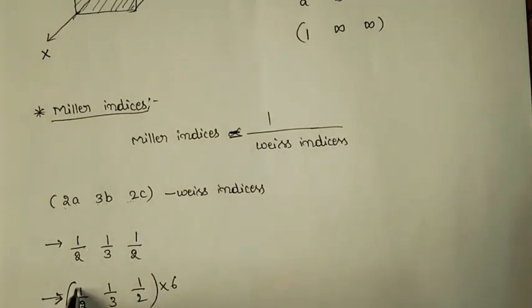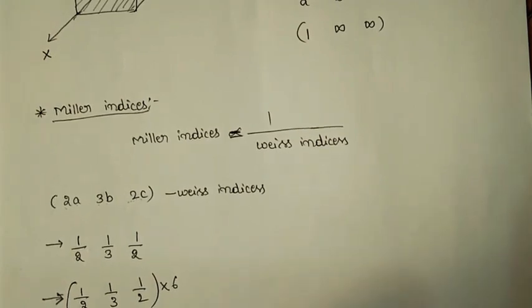So 6 divided by 2 gives 3, 6 divided by 3 gives 2, and 6 divided by 2 gives 3. And this is the Miller indices. Very much easier.